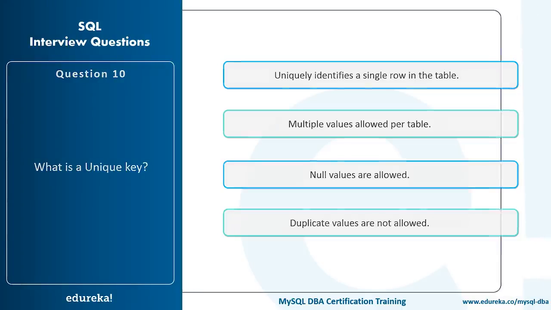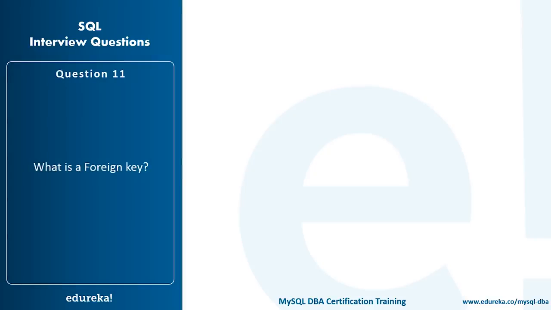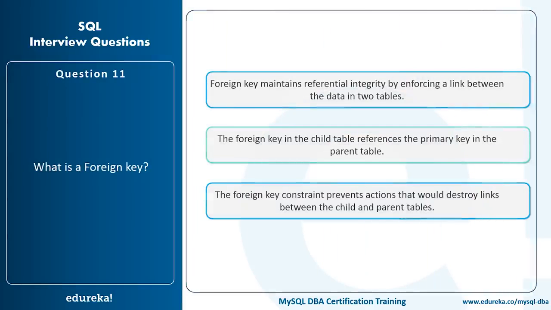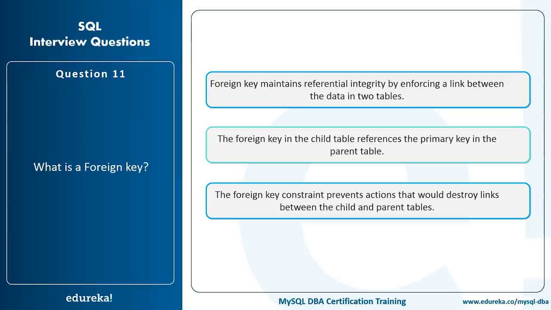All right. Now moving forward to our next question, that is, what is a foreign key? A foreign key maintains referential integrity by enforcing a link between the data in two tables. The foreign key in the child table references the primary key in the parent table, and the foreign key constraint prevents actions that would destroy the links between the child and the parent table.